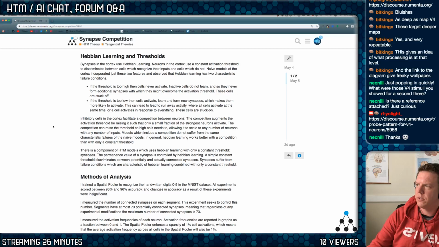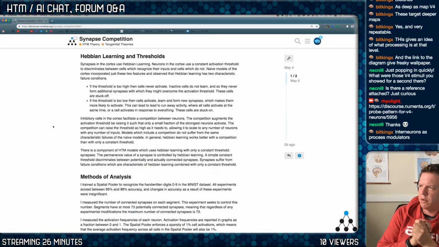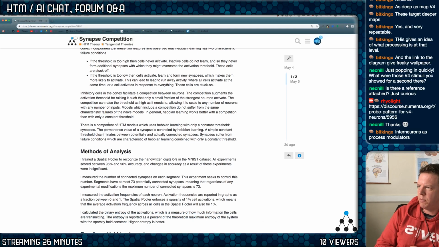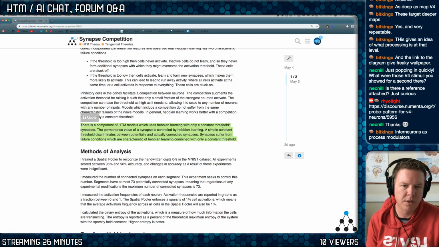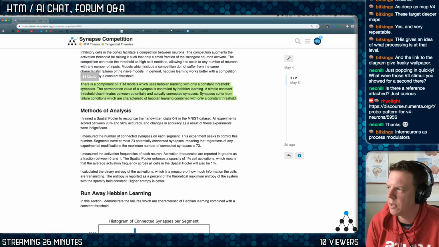I think he's just talking about the benefits of competition when it comes to Hebbian learning. As an example, in HTM there's a mini column competition during spatial pooling. We call it a competition amongst neighborhoods of mini columns to decide which mini column will represent the current input. So that's how we talk about that. So he's saying there's a component of HTM models using Hebbian learning with only a constant threshold. Interneurons as process modulators. Yeah, that's certainly interesting.